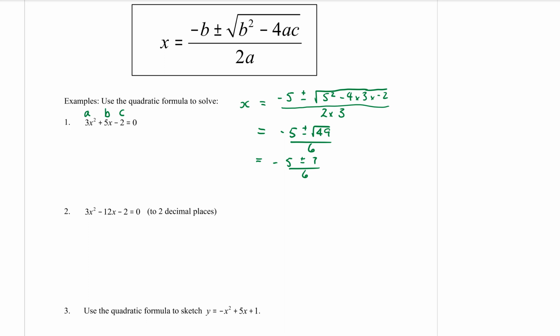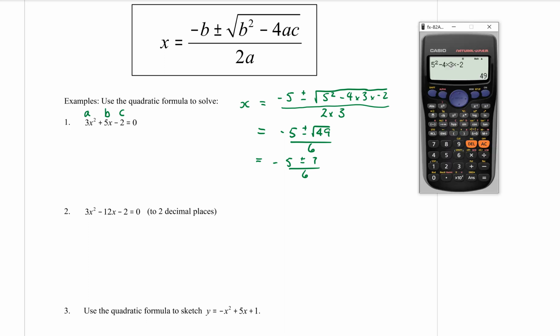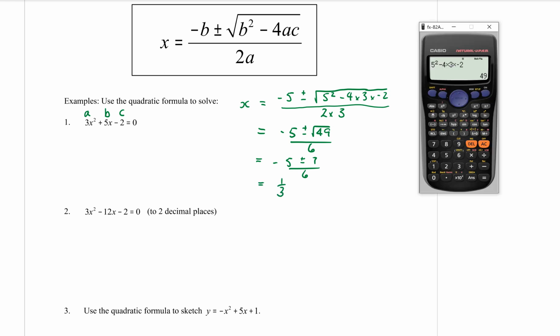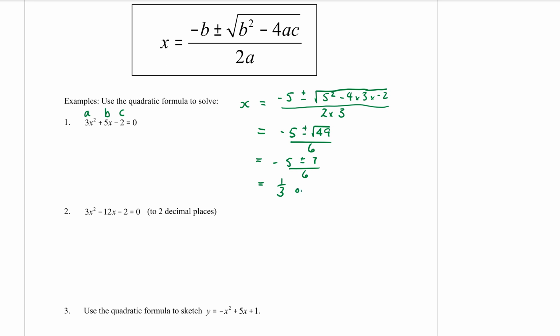So to type each one in separately, again on your calculator, you'll type in -5. Let's do the plus first. So plus 7 all over 6, and it gives me 1/3. And then all you have to do is change that minus sign. I'm not going to do it all again because I obviously went back too far. Just change the -5 minus 7 over 6 to get the second solution, which is -2.